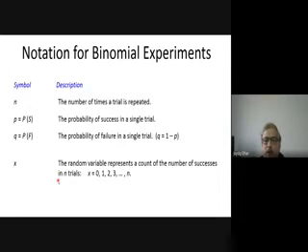Our random variable for the binomial experiment, say we have done n trials, represents the count of the number of successes in n trials. We can get no success, say 0 successes, 1 success, 2 successes, or each trial is a successful trial, so n successes. So we can have no success to all success. So our random variable x can take the values 0, 1, 2, 3 up to n.